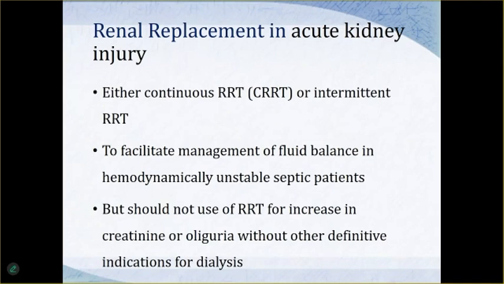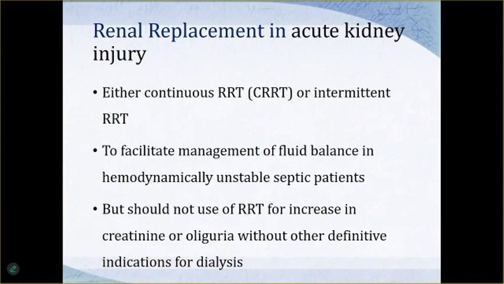So there are definitive indications. For example, if a patient has gone into AKI, there should be one or more complications. You should have refractory acidemia, or refractory fluid overload, or hyperkalemia. So according to the guideline, if a person is not having these features, you are not going to start renal replacement therapy despite the patient being in sepsis or septic shock.